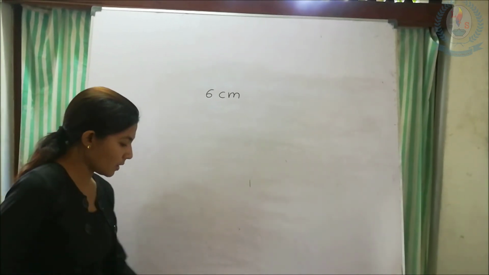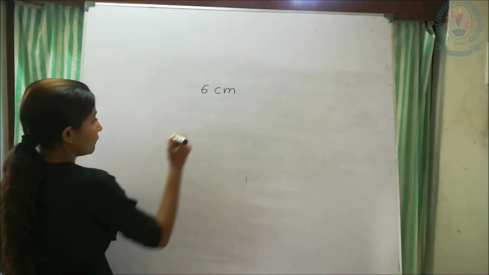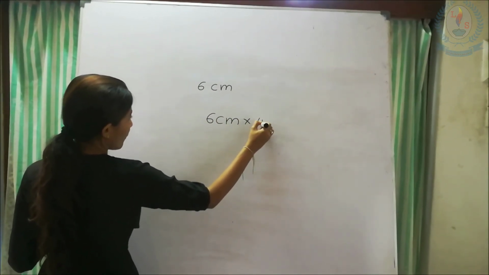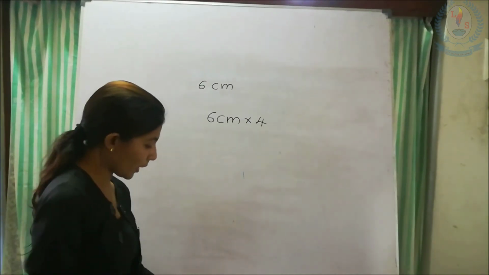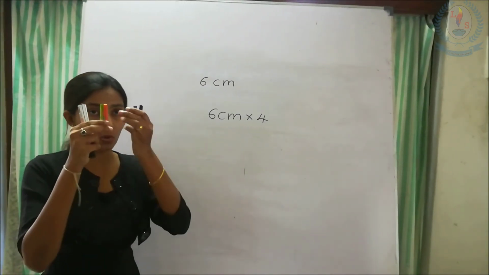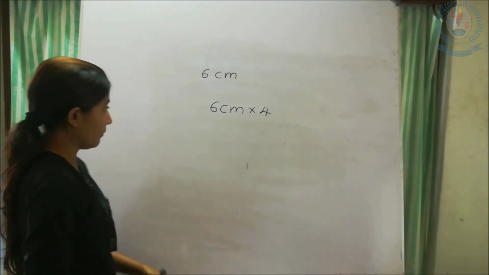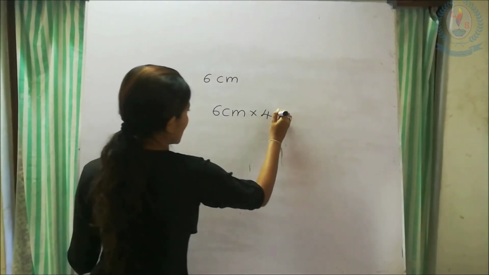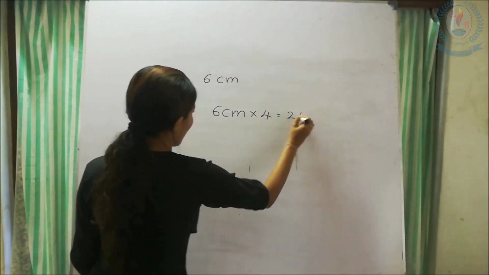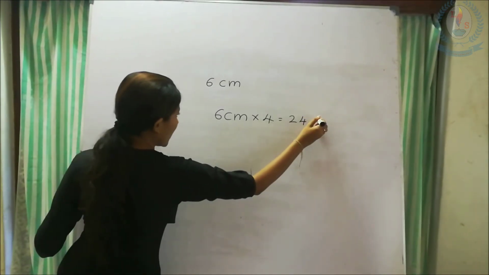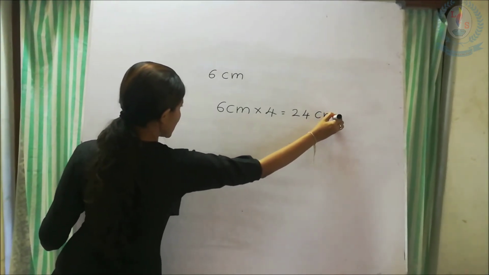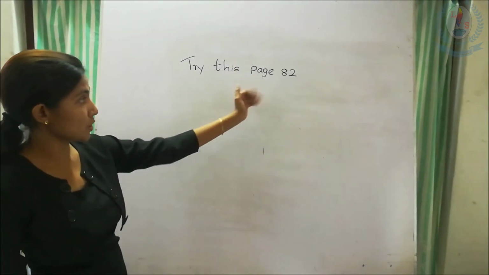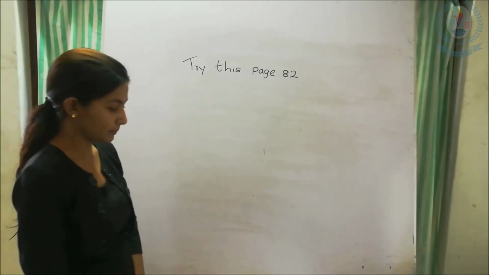Right? So, as we learned, we can do 6 centimeters multiplied by 4 because I have 4 crayons. So, we multiply with 4. Then 6 times 4 or 4 times 6 is once again 24. Here you have centimeters, then your answer also ends up in centimeters. Now you can try this question on page 82.